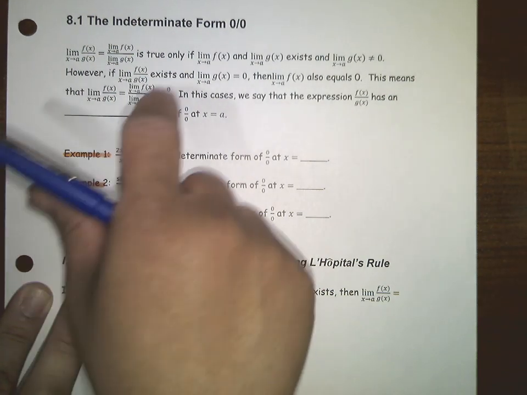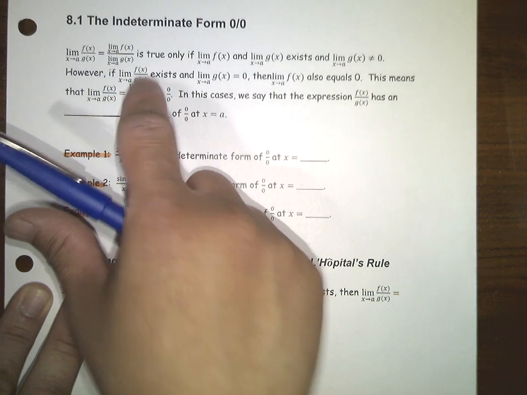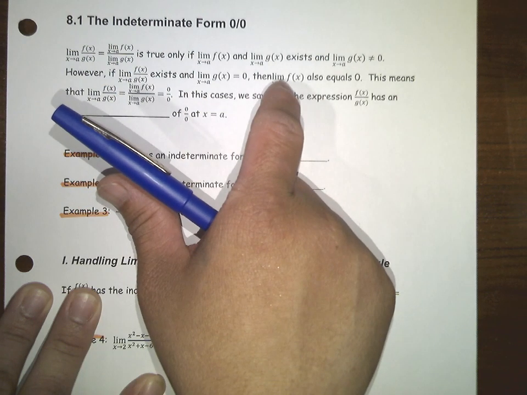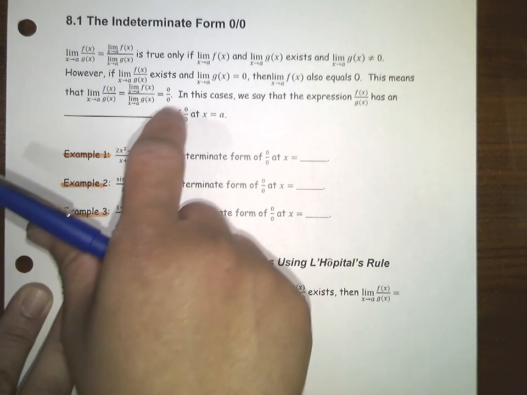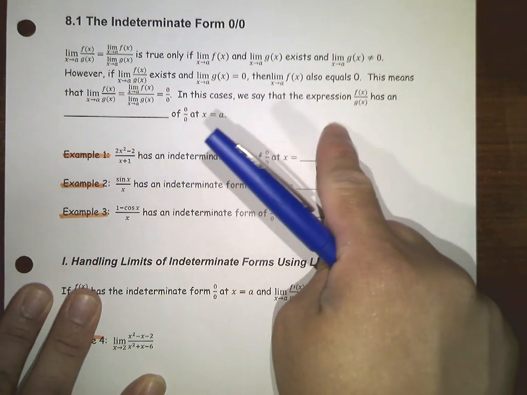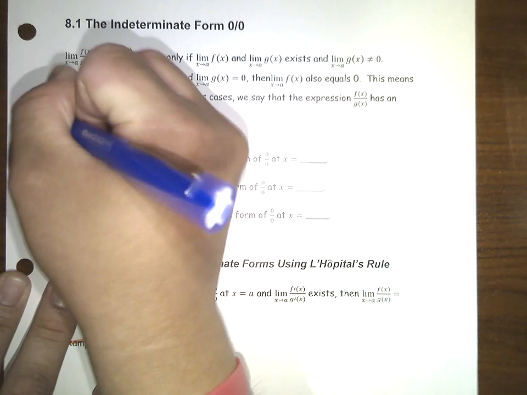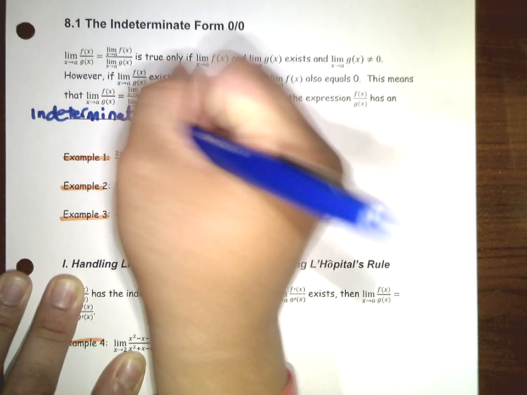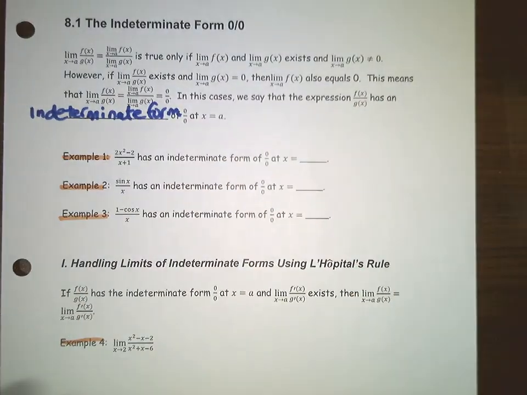So if the limits exist and the limit of the denominator is equal to 0, then the limit of the numerator also equals 0. That means you would have something of the form 0 over 0. Then you would say that the expression f of x over g of x has an indeterminate form of 0 over 0 at x equals a.